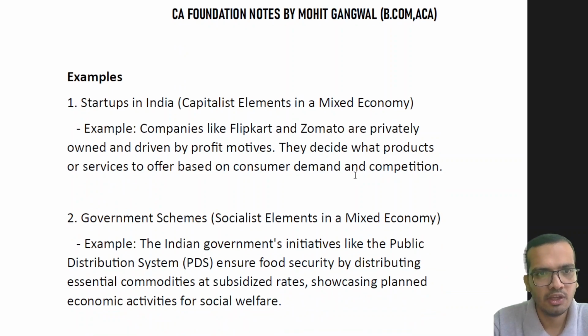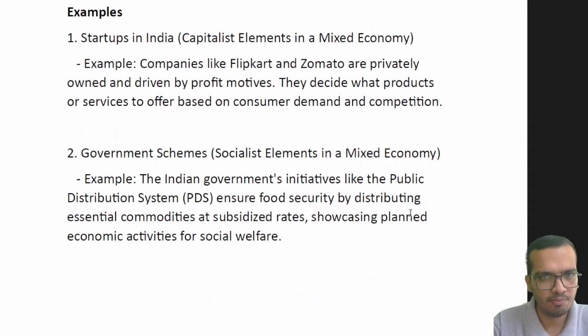Here are two quick examples. Firstly, startups in India, a capitalist element in a mixed economy. Companies like Flipkart or Zomato are privately owned and driven by profit motives. They decide what products or services to offer based on consumer demand and competition. Second is government schemes, a socialist element in a mixed economy. Indian government initiatives like the public distribution system (PDS) ensure food security by distributing essential commodities at subsidized rates, showcasing planned economic activities for social welfare.